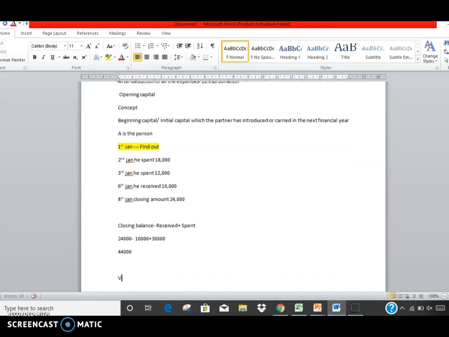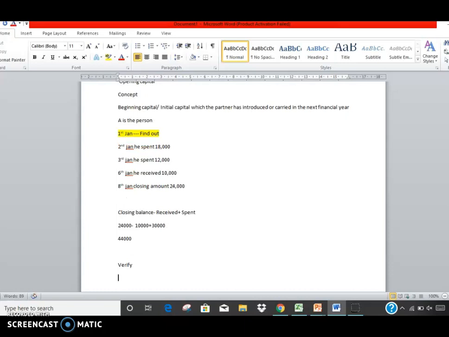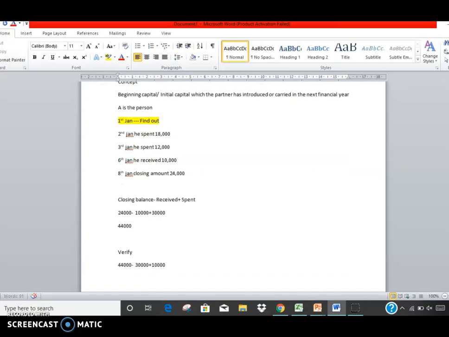And you can verify this. How will you verify? If in the starting he had 44,000, he spent 18 and 12, he spent 30,000, and he received 10,000. So 44 minus 30, 14, 14 plus 10, 24, which is equivalent to your closing balance. I hope that makes sense.